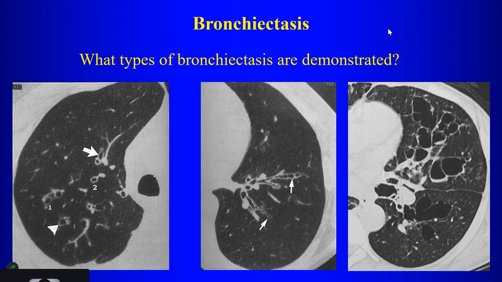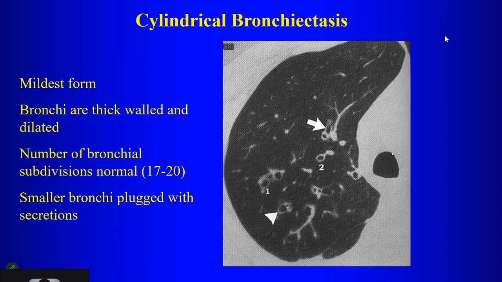For description of bronchiectasis, there is an anatomical description that we use based on the appearance of the airways. So your three basic types going from left to right. What are these types of bronchiectasis? The mildest form is called cylindrical. Then we have varicose, and then you have cystic. Right. And those are purely descriptive terms. So cylindrical is the mildest form of bronchiectasis. You can have thick-walled bronchi.